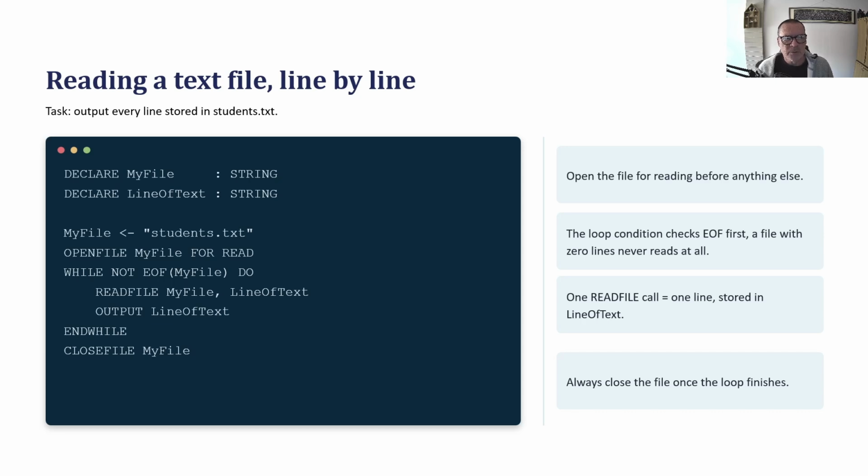Then we open the file. So open file, my file for read. And so we're just opening the file in read mode, which means we'll start at the top of the file. We'll be looking at the first line if there is any line there at all.